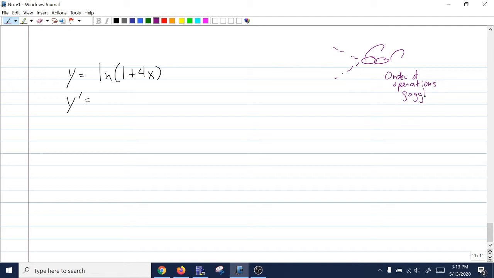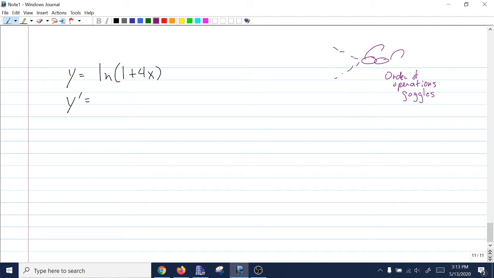If I have y equals natural log of 1 plus 4x, how do I take the derivative of that? I don't know how useful this is. Someone will have asked a question that'll have led me to start talking about a thing called my order of operations goggles. When you're trying to take the derivative of something, you need to be able to look at that and say, what is the outsidemost thing?